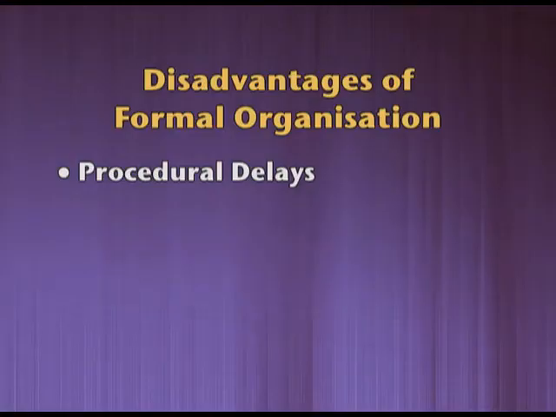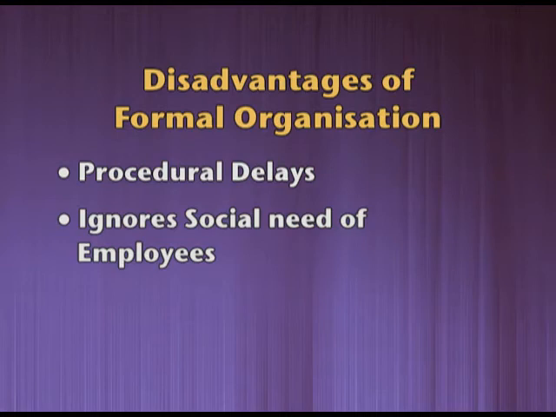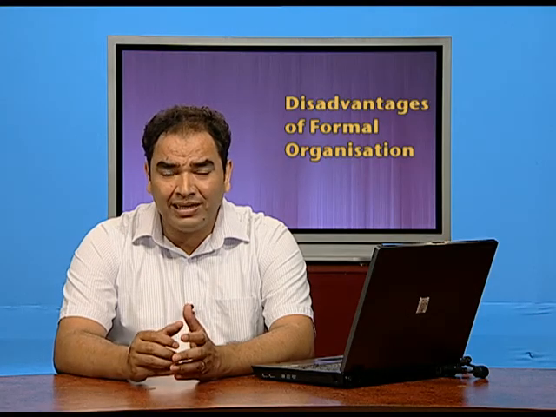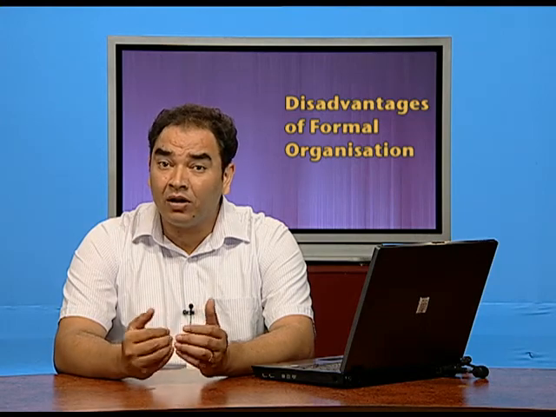The second demerit is that it ignores the social needs of employees. Yes, the formal organization only concentrates on taking the work from the people. They are not taking care of their psychological satisfaction, because they are human beings, they are social animals. If they are working in a particular organization, recognition must be there. But that type of recognition is not made available in the formal organization. That is why it is the second demerit of formal organization.